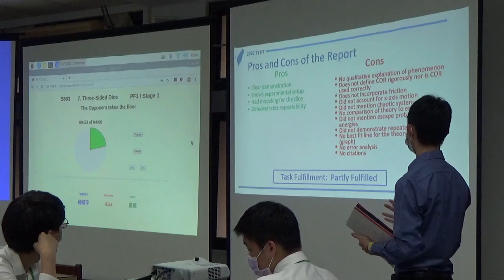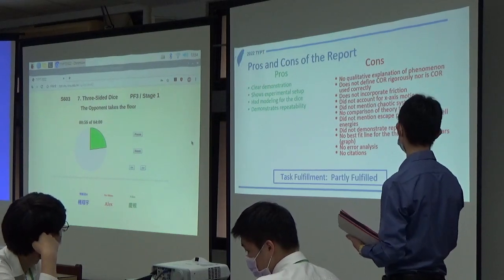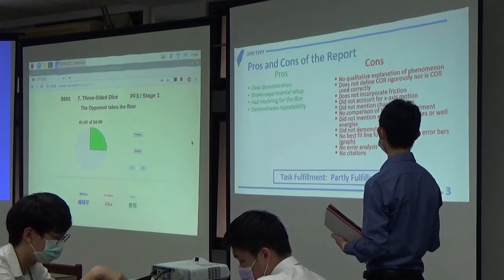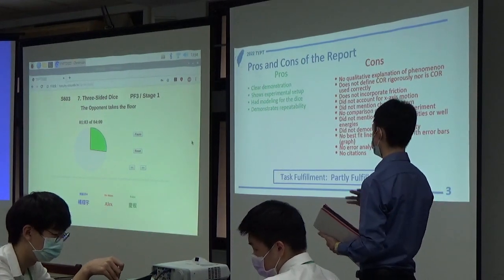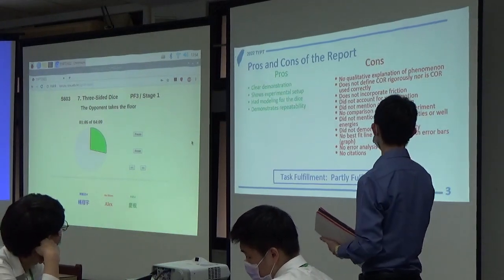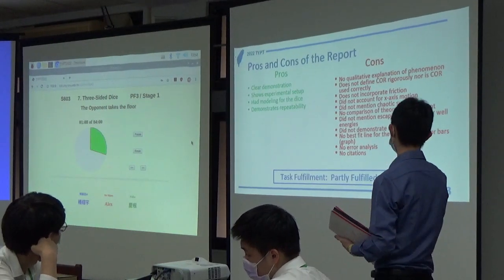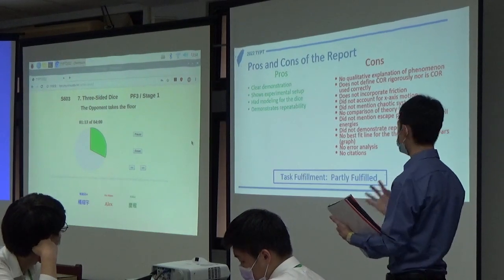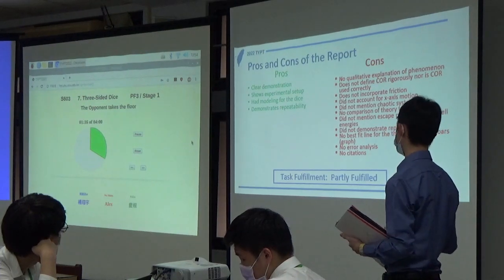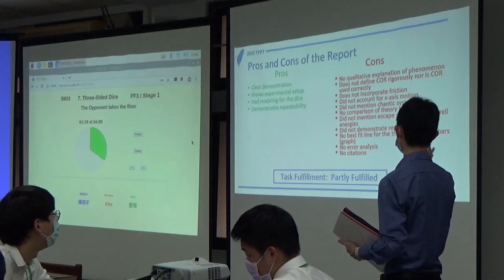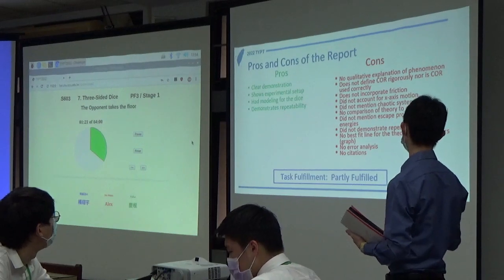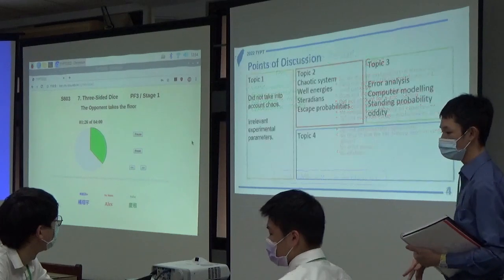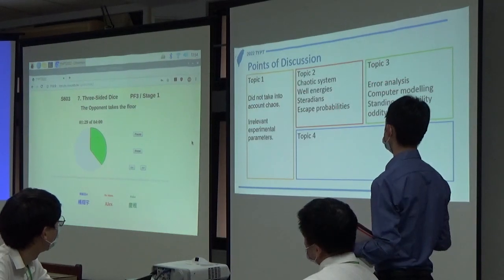Unfortunately, you did not incorporate friction, which accounts for x-axis motion and also affects the coefficient of restitution in your argument. You did not account for the chaotic system, which basically invalidates many of the arguments. There's no error analysis in your comparison of theory to experiment. You didn't mention escape probabilities or even well energies. There's no best fit line for the theory with error bars, and there were no citations.